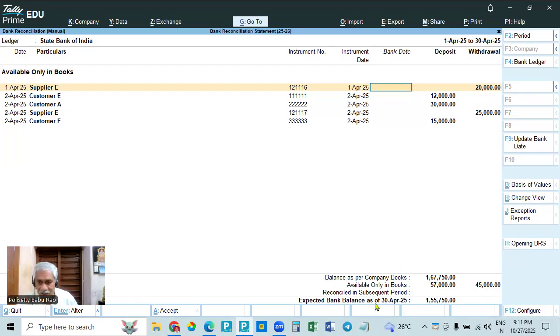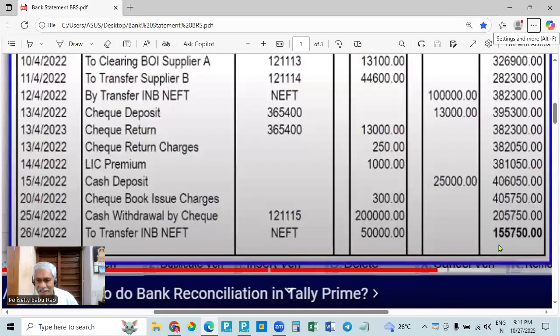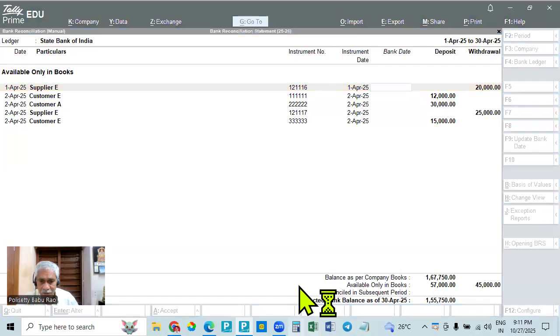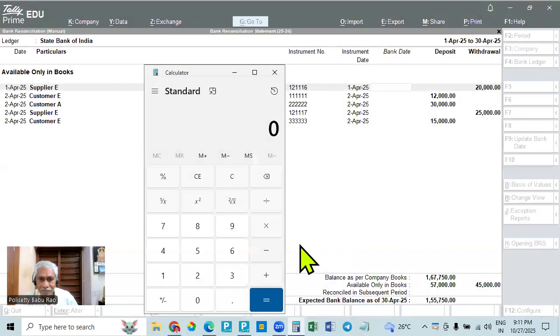So after the adjustment, this is the amount that is the balance in the bank book. That is in the statement. See, in the statement, the balance is 1,55,750. So 1,55,750. How is it? Here, 1,67,750 is the balance in our bank.